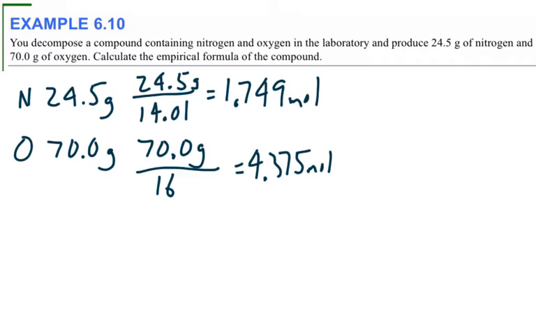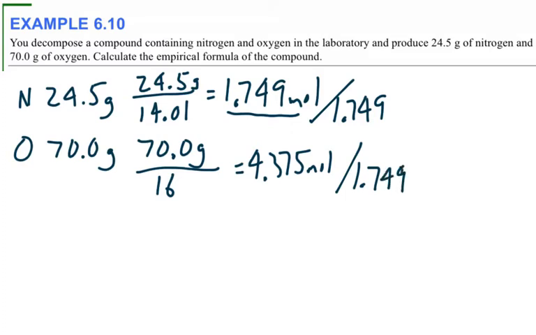Once you convert everyone to moles, which we did, identify which of those 2 numbers is the lower of the 2. Clearly, this one is. So here's what you do in step 2. Divide each by the lowest number of moles. So I'm going to divide this by 1.749, and I'm going to divide this also by 1.749, because that's the lower number of moles. Here you're going to get a 1. Here you get a 2.5.